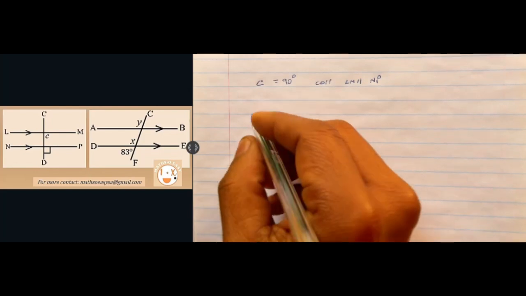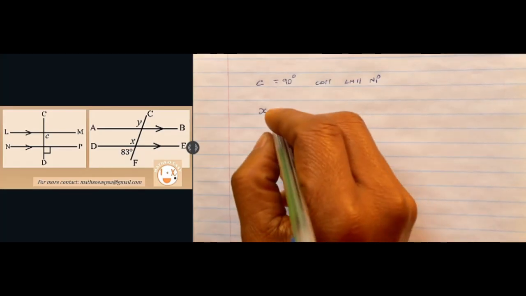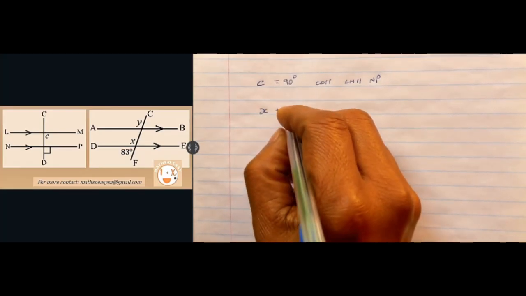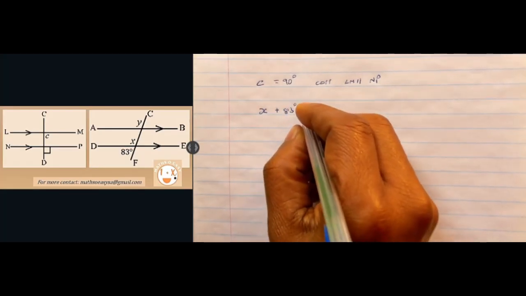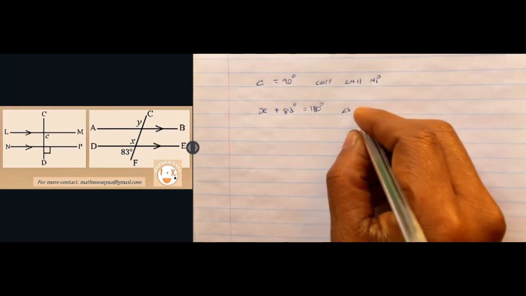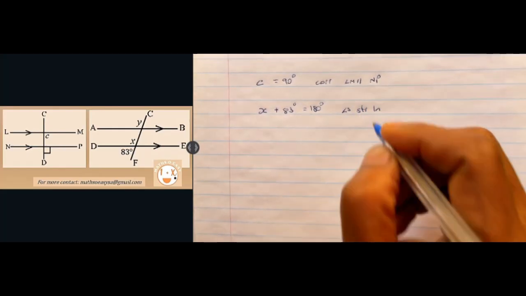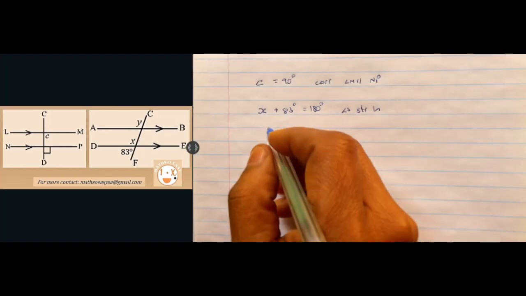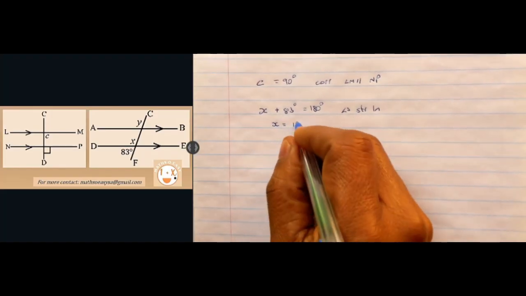Okay, this one was a twist. Okay, so what do we need there? We need to say X plus 83 is equal to 180 degrees. Angles on a straight line. All right. Then our X is equal to 180 minus 83.